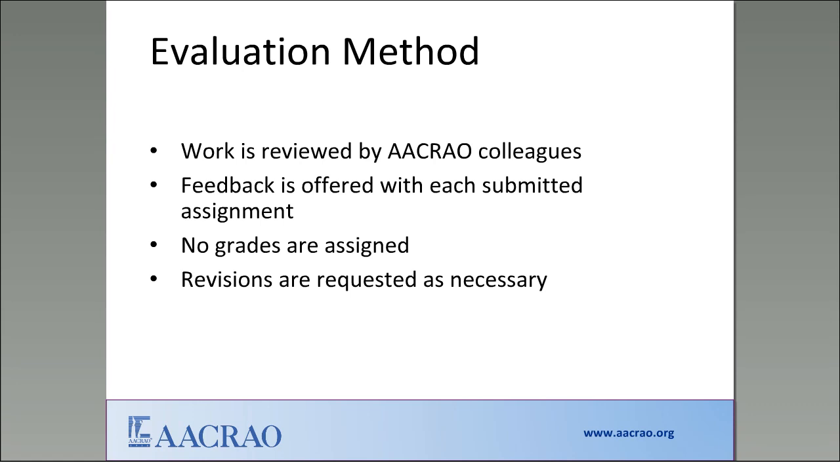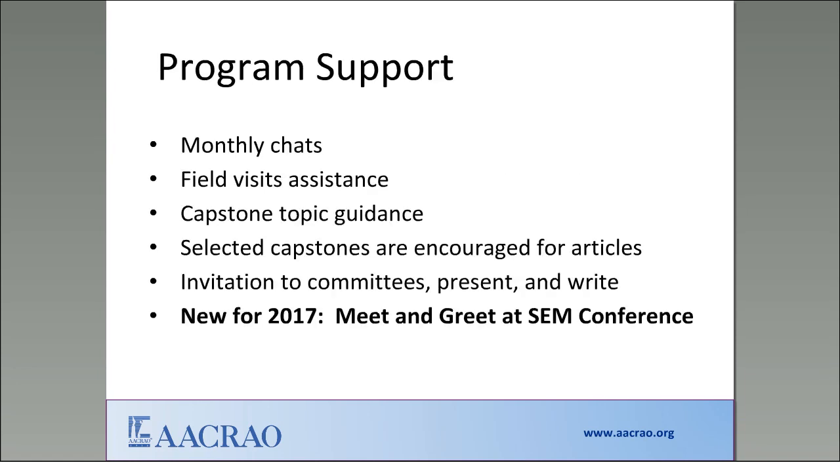But again, this is just a way to validate that the learning outcomes have been achieved for the different components. And again, the same process will be used in all of the assignments, with the exception of the Essentials of SEM online course. That's handled by a different faculty who are instructing that particular online course. In terms of program support, we now offer monthly chats, so learners can check in, ask questions, connect with other learners, and those are scheduled at various times throughout each month.